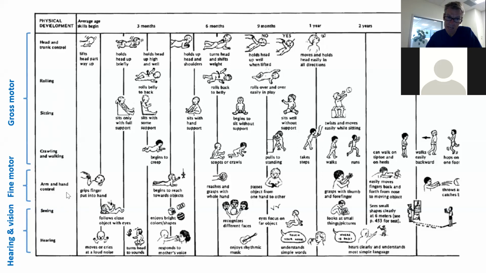And then arm and hand control, you can circle the activity they can do best in that domain, which is really fine motor skills. And then hearing and vision, you can circle the activity they can do best. If you have a chart like this for each child, every time you see them, you can see where they're up to in terms of their gross motor, fine motor, vision and hearing and socialization. And I think that having a chart like this can be very useful.